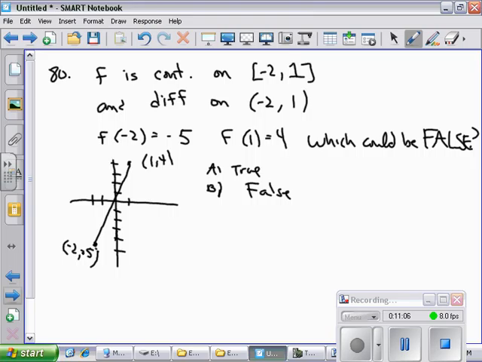Yeah, it goes up to 4. You can't get to 4 without going through 3, right? That's the intermediate value theorem again. And E, that's the other theorem for continuous functions.